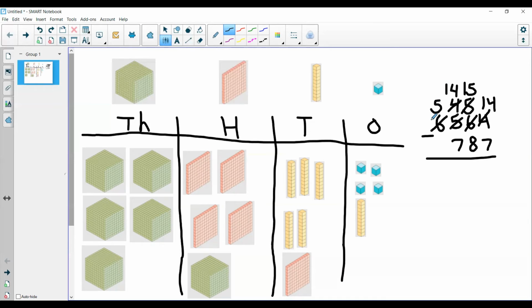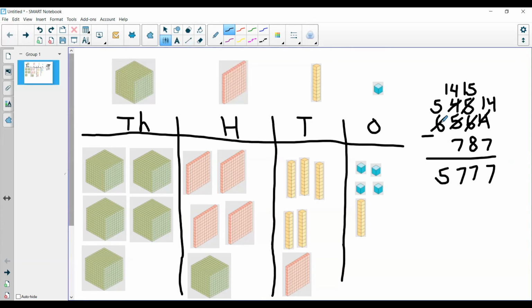So now I look at my thousands place. I have 5 minus 0, which I can do because 5 is more than 0. So now I can do my full subtraction. I'll go back to my ones place. 14 minus 7 is equal to 7. 15 minus 8 is equal to 7. 14 minus 7 is equal to 7. And 5 minus 0 is equal to 5.